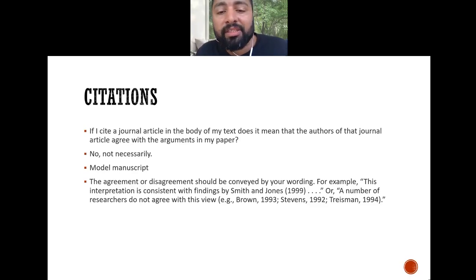The agreement or disagreement should be conveyed by your wording. For example, this interpretation is consistent with findings by Smith and Johns, or a number of researchers do not agree with this view, and who the authors are that do not agree with the view and who agree with it. There is a concept called the efficient market hypothesis in portfolio management, and there are people who favor it and people who are against it. You can cite the people who agree with the efficient market hypothesis, and you can cite the others who are against it. Both ways you can do citations.